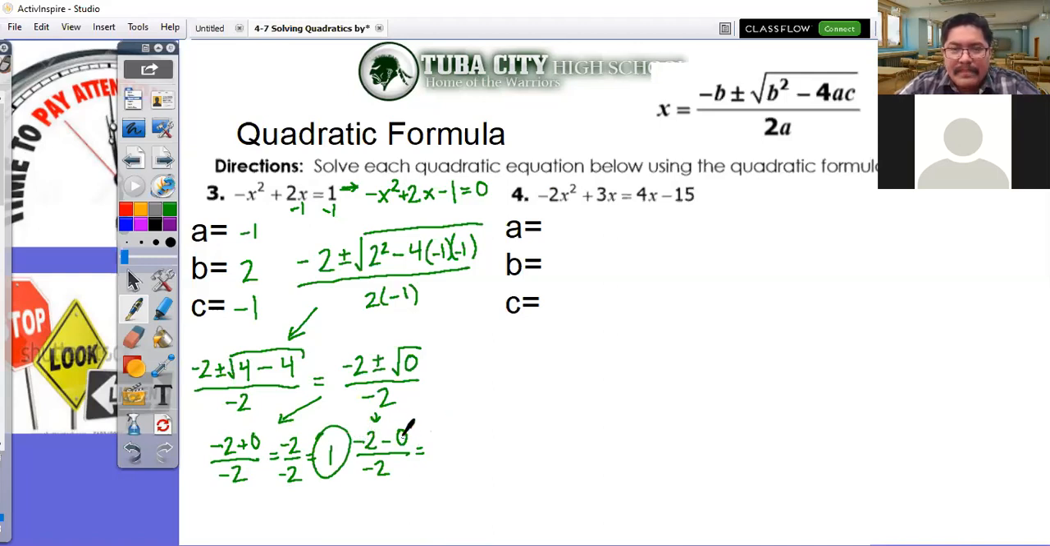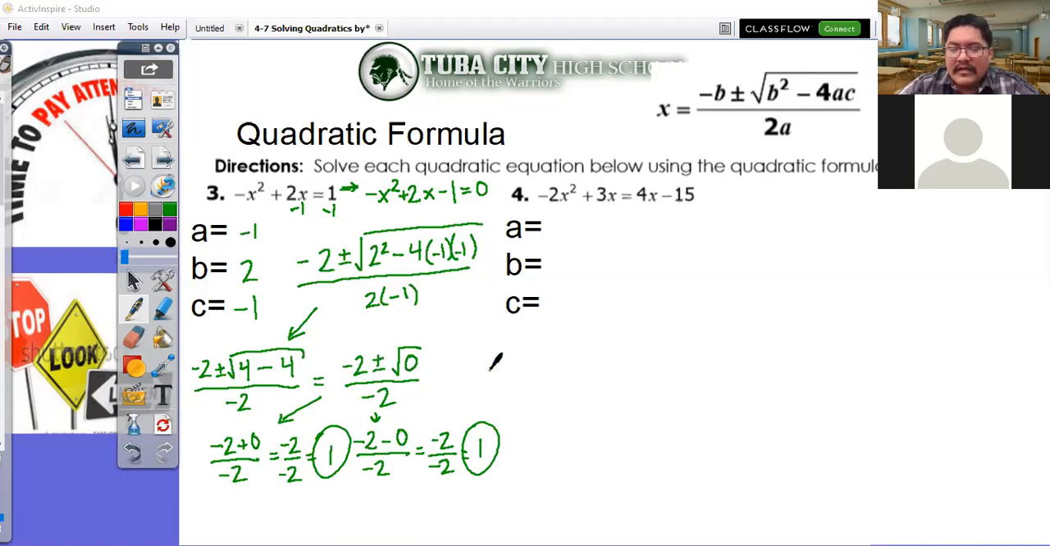-2 minus 0, which is also the identity property, right? If you add 0, it's not going to change anything. So it would stay -2. And here I end up with pretty much the exact same thing that we did in the previous one.